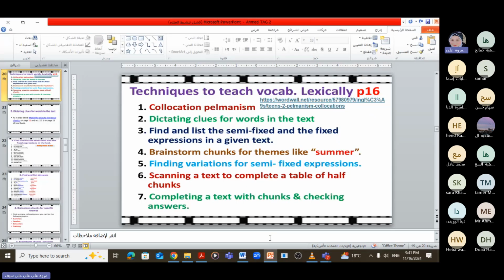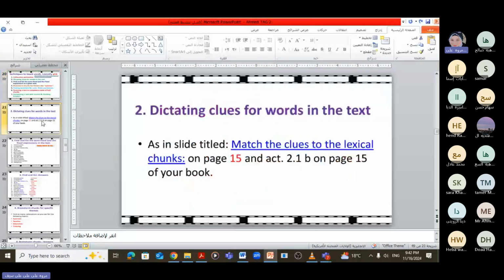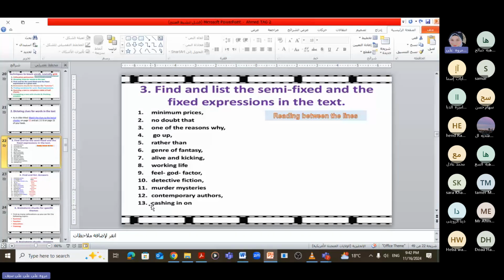It's fun. It's enjoyable. So the dictating clues for words in the text, I have already done this with you earlier in the module. Now we will do this activity, which is to find and list the semi-fixed and the fixed expressions in a given text. We will do the activities together. Here we have 13 semi-fixed and fixed expressions, and your task is to tell me which ones are fixed and which ones are semi-fixed.